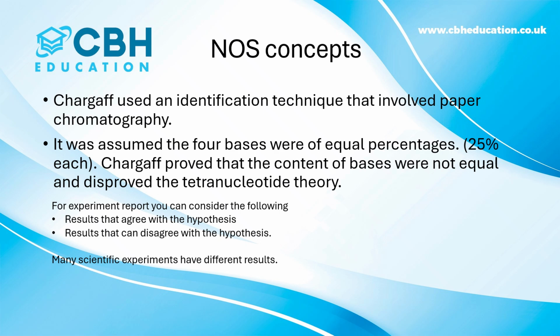So really important from a nature of science perspective, Chargaff used an identification technique that involved paper chromatography, and basically it was assumed that all 4 bases were of equal percentages. However, Chargaff proved that the content of the bases was not equal, and this disproved the tetranucleotide theory. And for an experiment report, you consider that results can agree with the hypothesis and results can disagree with the hypothesis as well, and this has been shown in science many times.